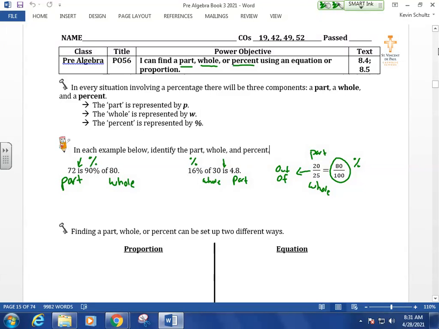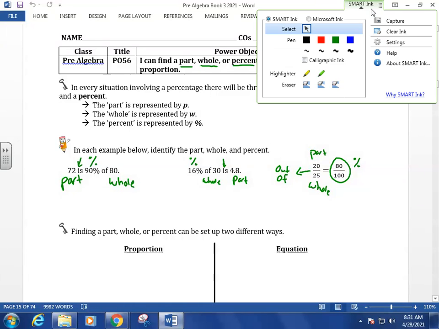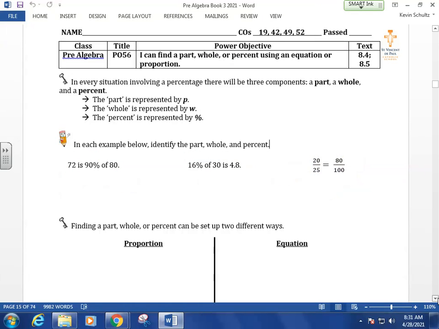25 represents the whole of the test. Okay? So, identify part, whole, percentage. Keywords to look for: "of" is associated with the whole, "is" is associated with the part, and the percentage symbol is your percent. So, what do we do with this stuff?